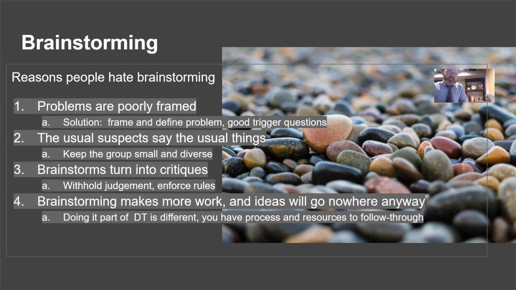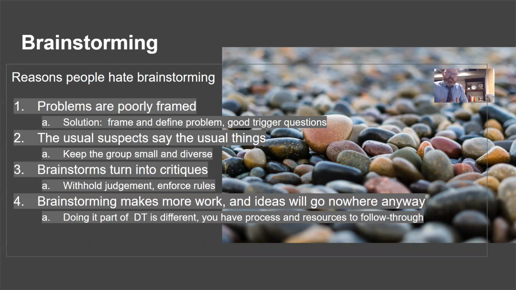The usual suspects say the usual things. This is when you've got individuals who are dominating a conversation. Maybe it's a boss, a manager, a leader, or just a particularly noisy person who dominates a conversation and doesn't leave room for other people to offer insight or input. There are ways you can avoid this domineering dynamic within brainstorming groups. You can keep groups small, you can keep groups diverse, and you can set ground rules.